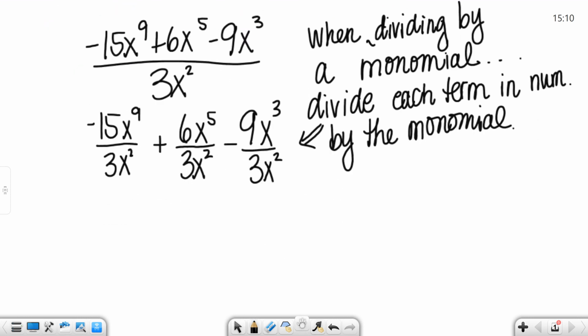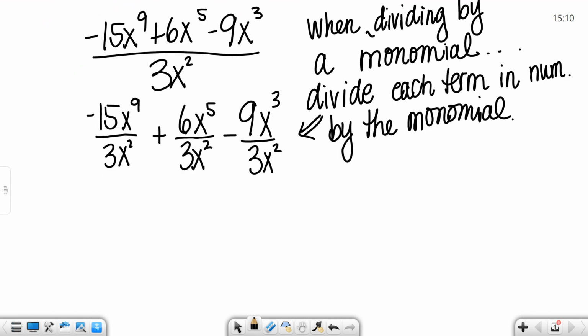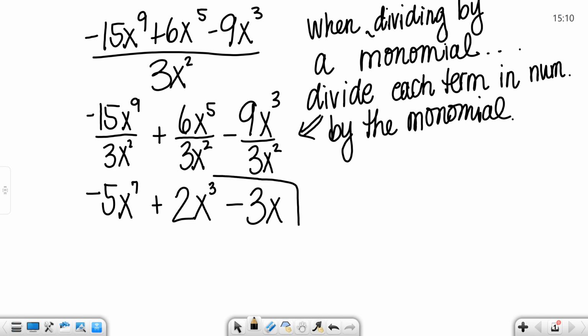Okay. Now I'm going to simplify each one of those. So 15 divided by 3, that does give me a -5. Subtract your exponents, and we get x to the 7th. Plus 6 divided by 3 is 2. Subtract my exponents. 5 minus 2 is 3. 9 divided by 3 is 3. Subtract your exponents, and you get x to the first power. So there would be my answer.